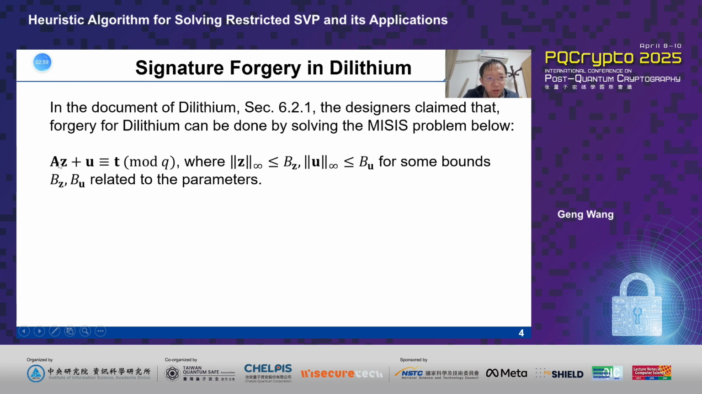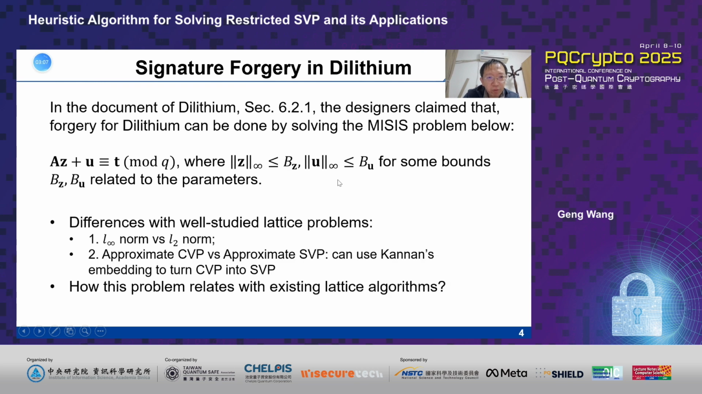And the solutions z and u are bounded by their infinity norm instead of the Euclidean norm. There are two main differences between this M-ISIS problem and the problems we discussed above. First, this problem considers the infinity norm instead of the Euclidean norm. Secondly, since there is a target vector t, it can only be turned into an approximate CVP, closest vector problem, instead of an approximate SVP.